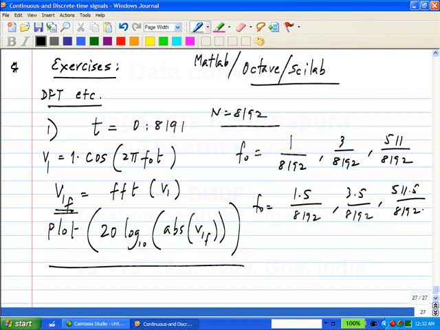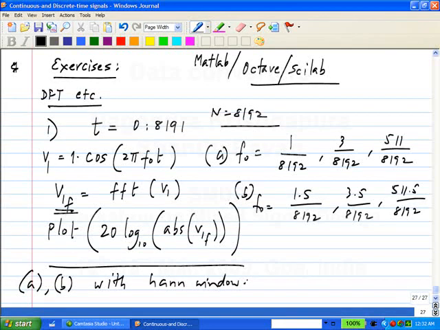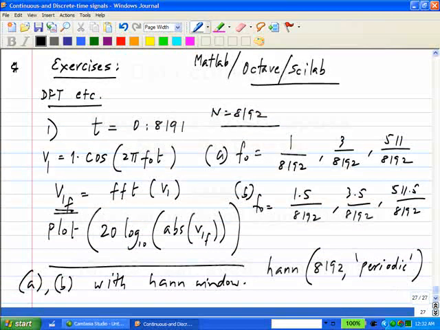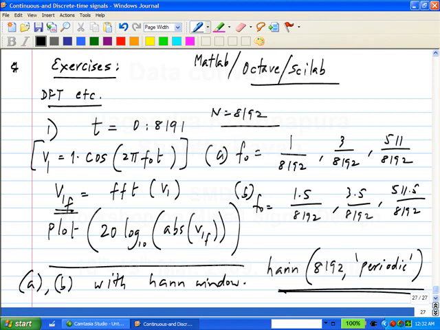And also you can try A and B with V1 multiplied by Hann window. Okay. You define a Hann window for 8192 points, but please do remember to use the periodic argument. Okay. You use Hann 8192 periodic, and then you multiply your V1 with the Hann window, and you take the FFT of that and do the same thing. Repeat the exercise with that. The first one without doing anything is like using the rectangular window. Okay. Now doing that is like using the Hann window.